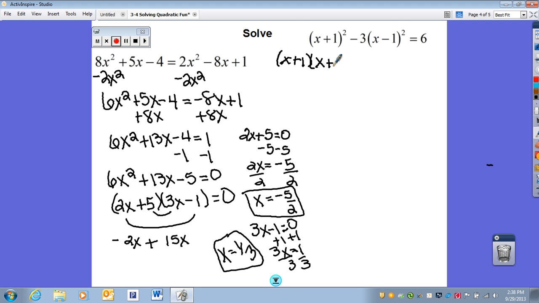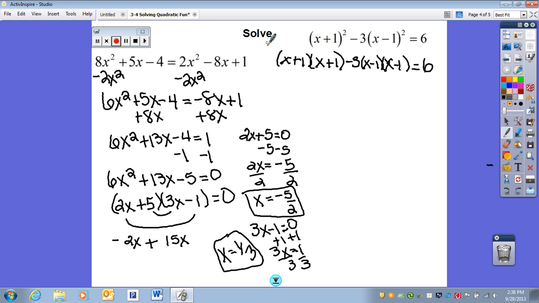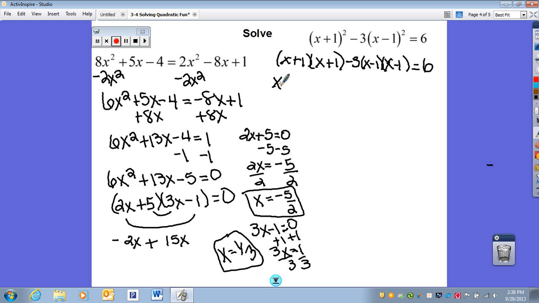x plus 1, the quantity squared, means that I have 2 of those binomials. Then I have -3 times x minus 1, the quantity squared, which means I have 2 of those binomials. And that's equal to 6. So I'm going to multiply x plus 1 times x plus 1. So that's going to give me, when I multiply, x squared plus 1x plus 1x plus 1.